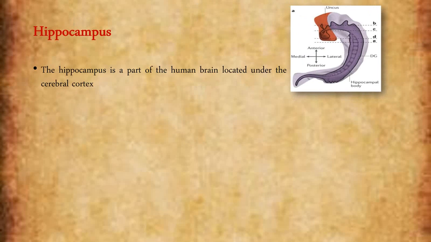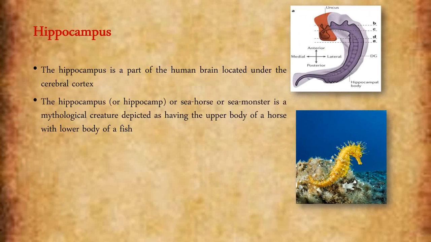The hippocampus is a part of the human brain located under the cerebral cortex. Hippocampus, or seahorse, or sea monster, is a mythological creature depicted as having the upper body of a horse with the lower body of a fish.